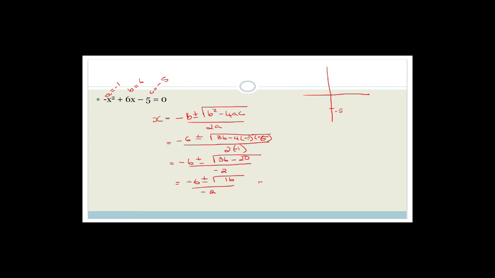Minus and a minus cancel. So it becomes, actually, do you agree that 2 goes into 6 3 times? So it becomes 3 plus or minus 4. So therefore, this graph is going to cut either 3 plus 4, which is 7, or 3 minus 4, which is minus 1. So this has got 2. How is that going to happen? It's going to cut at 7, and it's going to cut at negative 1. But it's going through minus 5.